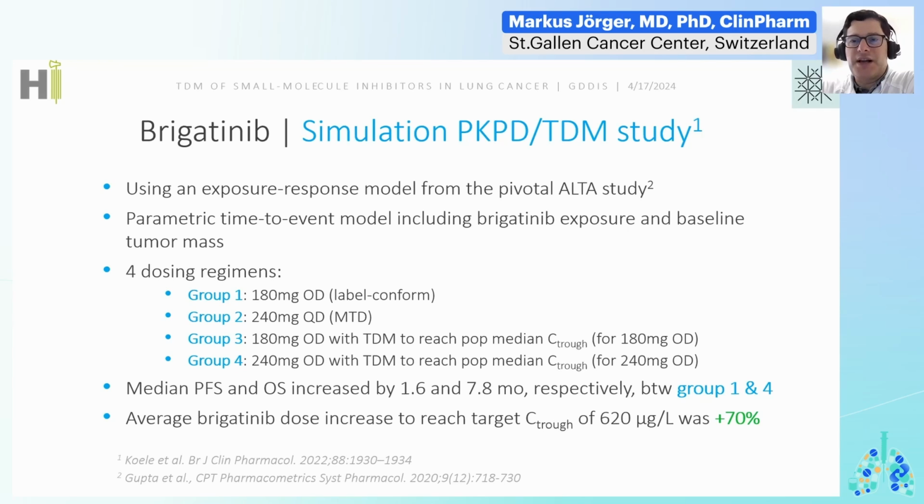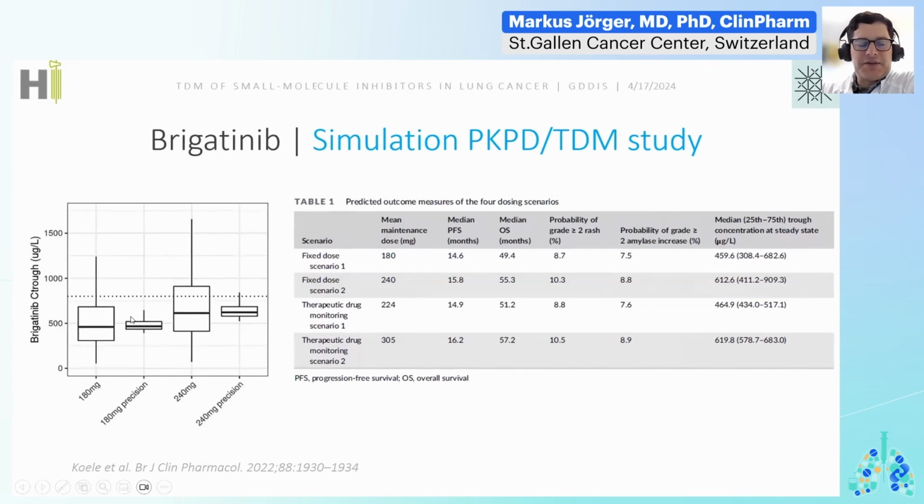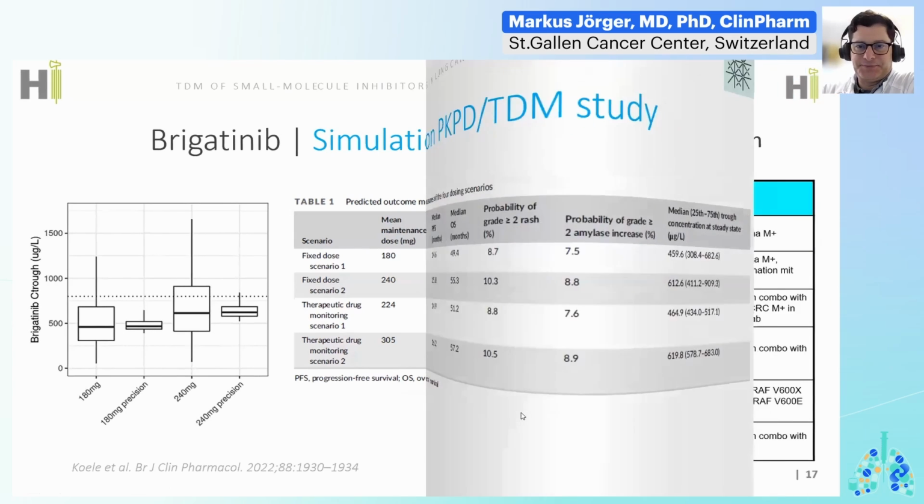And this simulation trial, important, that's an in silico trial, but they showed that by the simulations you could improve PFS and OS when moving from the label conformal dosing to group 4. And the average brigatinib dose was increased in this simulation trial by 70%. Here you can see that if you apply TDM again in simulations, not unexpectedly, you see that the variability decreases.